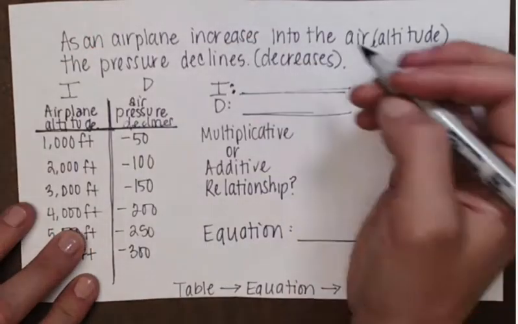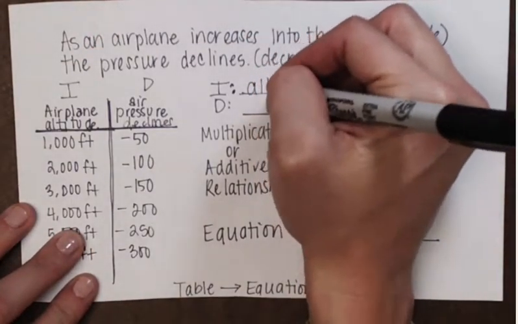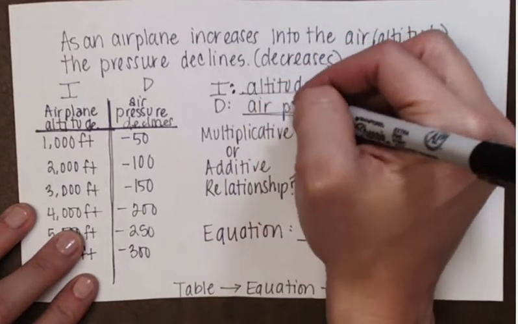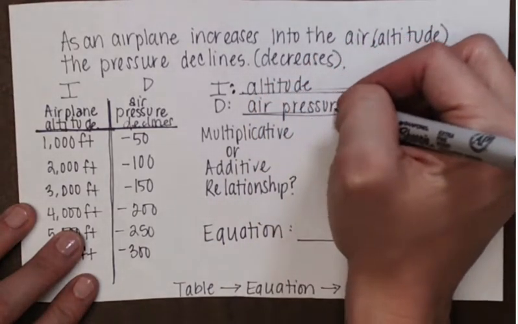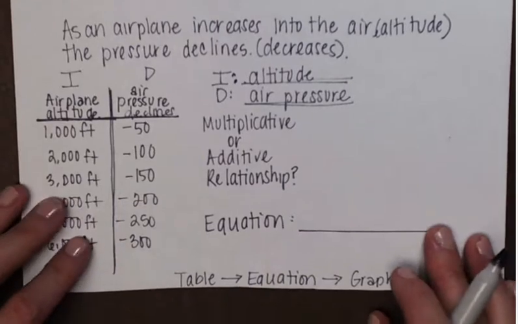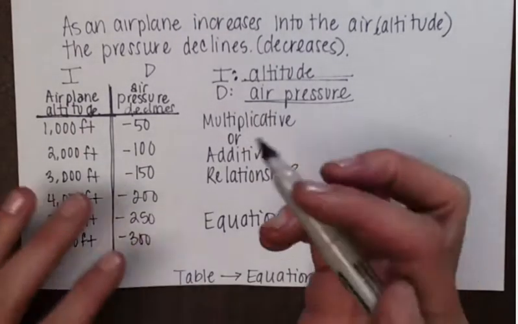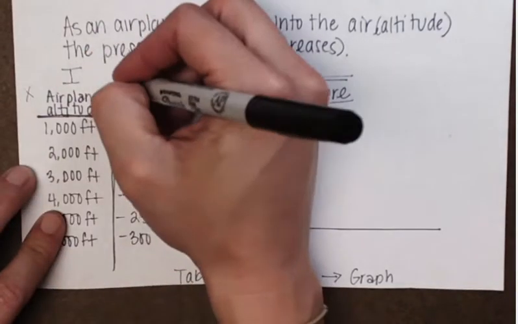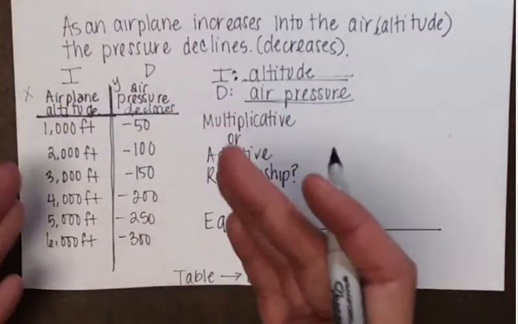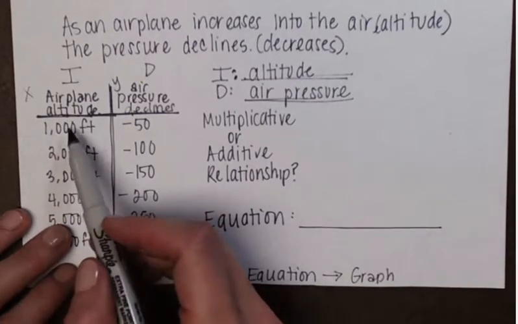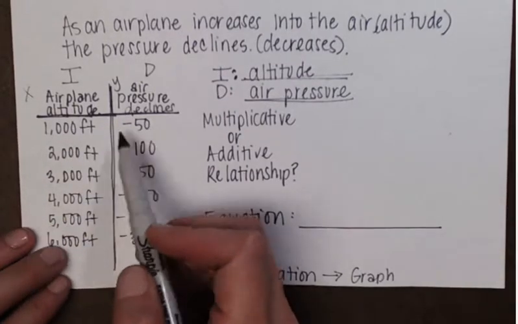So independent is the altitude, dependent is the air pressure. How much does the air pressure change when you go up in the air? Alright, so now we've got an X and Y table. This is your X, this is your Y, and it's up and down now, okay, it's vertical. So we have to figure out, how do we go from here to here, from here to here?